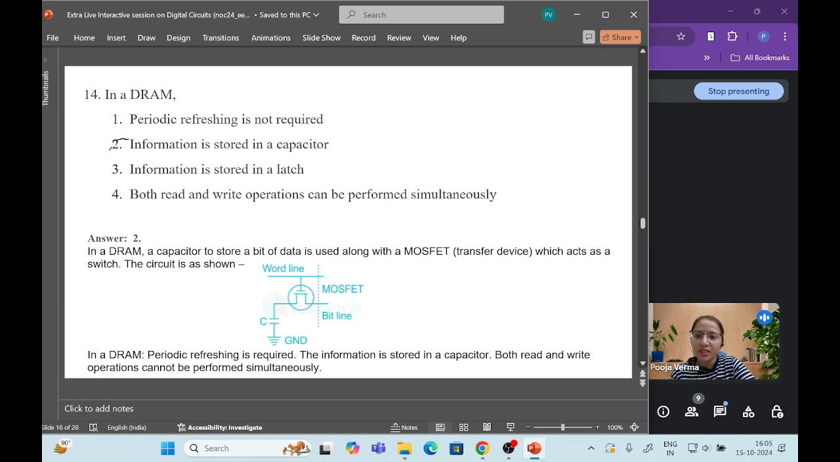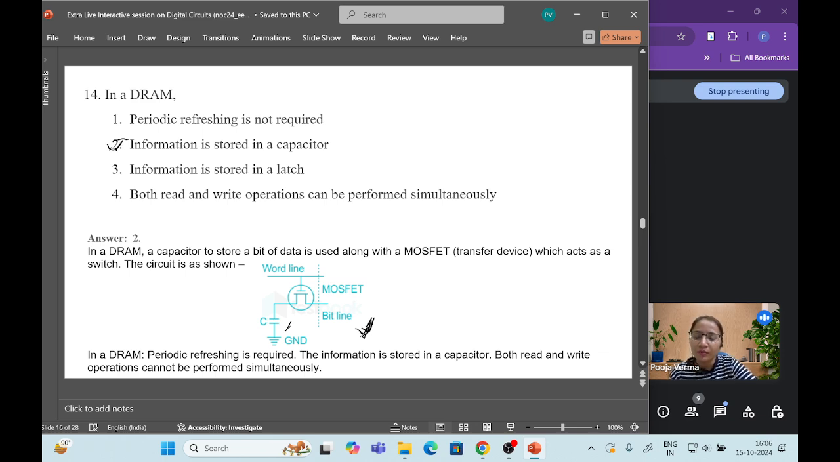In a DRAM, information is stored in a capacitor because this is a basic diagram of a DRAM. So in a DRAM, a capacitor to store a bit of data is used along with the MOSFET transfer device, which acts as a switch. Here, the MOSFET will act as a switch and the capacitor stores the data. So in a DRAM, periodic refreshing is required because the capacitor needs refreshing. Information is stored in a capacitor and both read and write operations cannot be performed simultaneously. So that's why option 2 is the correct answer.